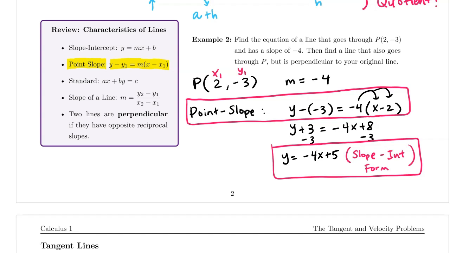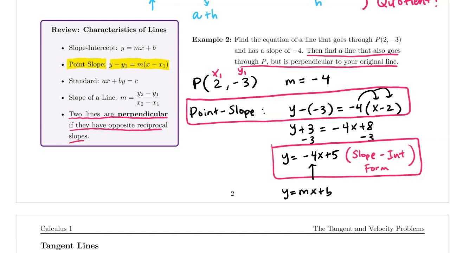Now the second part says find a line that also goes through P but is perpendicular to your original line. And here it says 2 lines are perpendicular if they have opposite reciprocal slopes. What does that mean? Well, my slope can be seen because this is y equals mx plus b. So here my slope is -4. When it says opposite, that means the opposite sign, so we want the positive, and then the reciprocal means that you switch the numerator and the denominator. So we take the reciprocal.